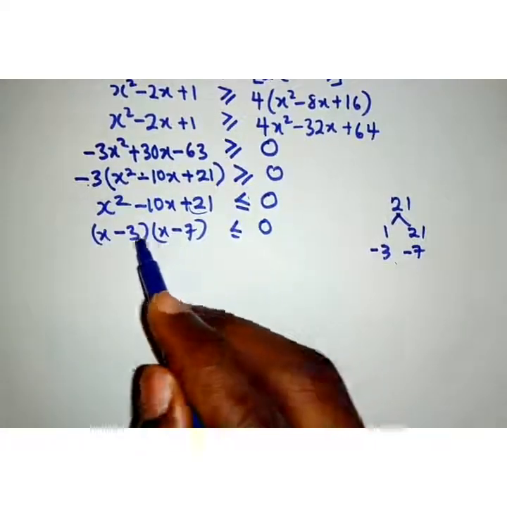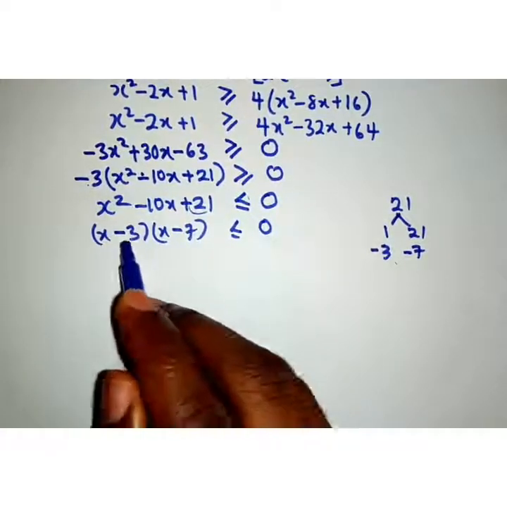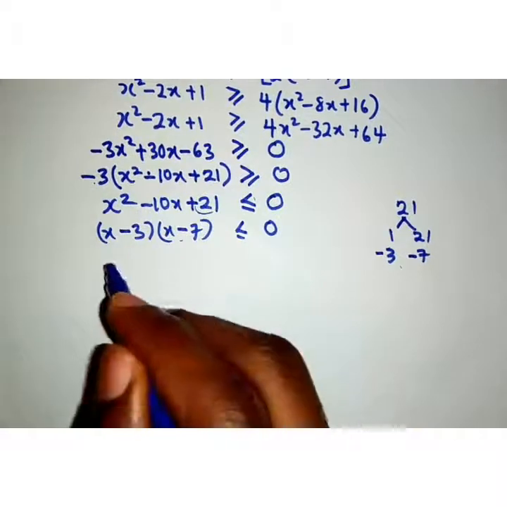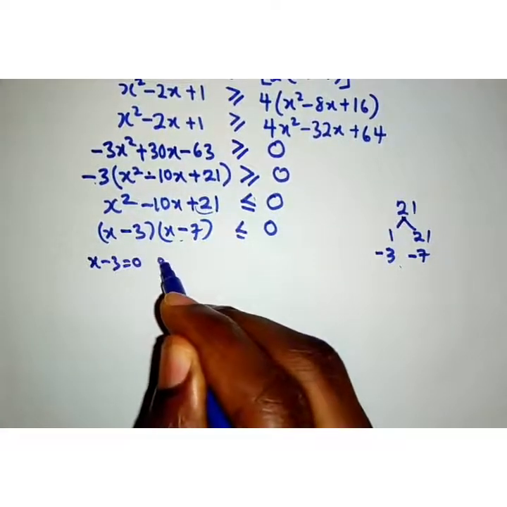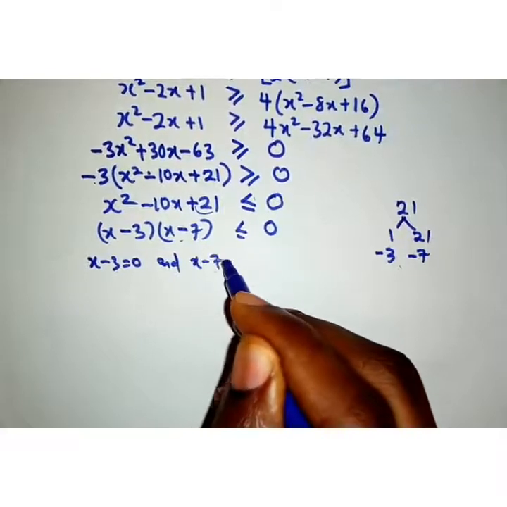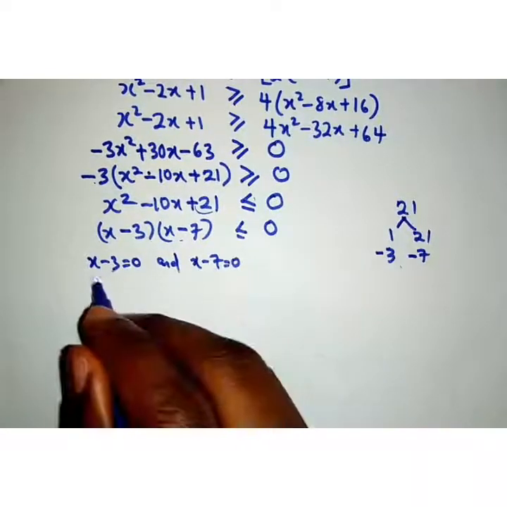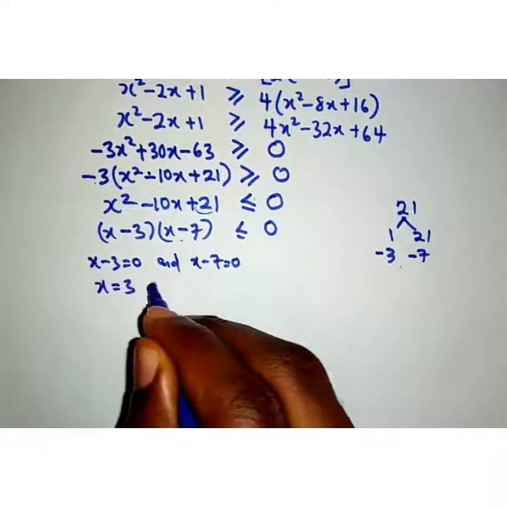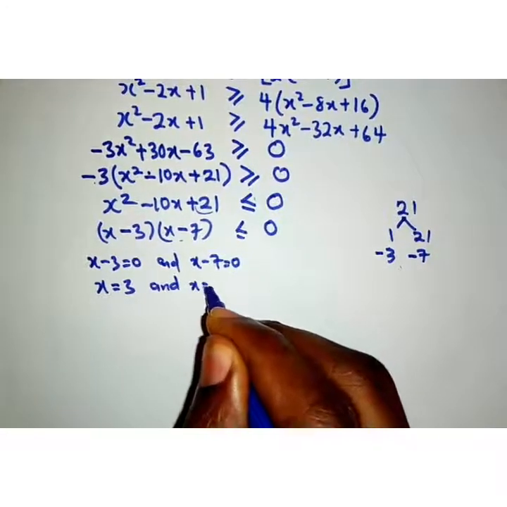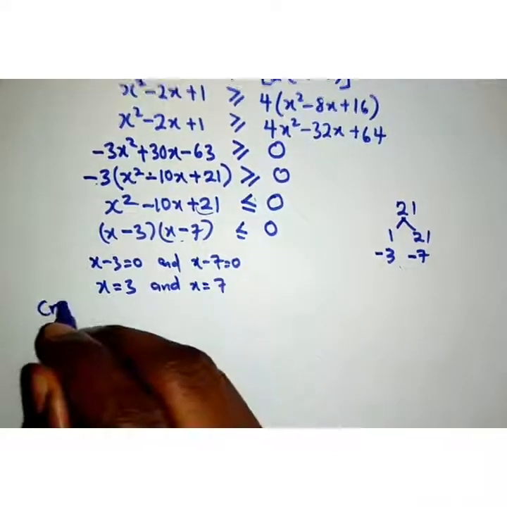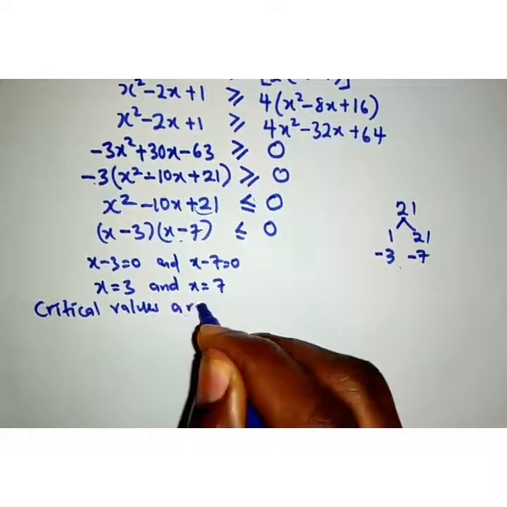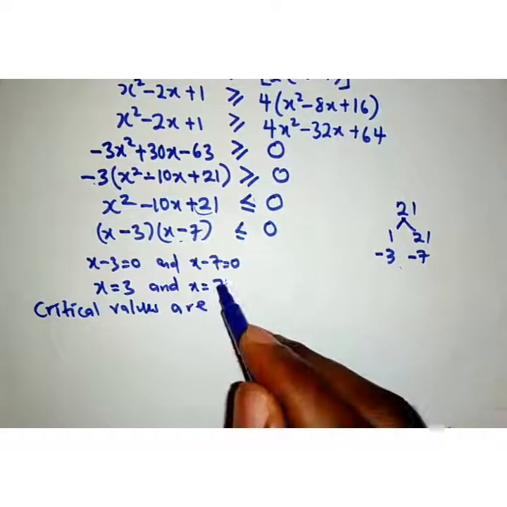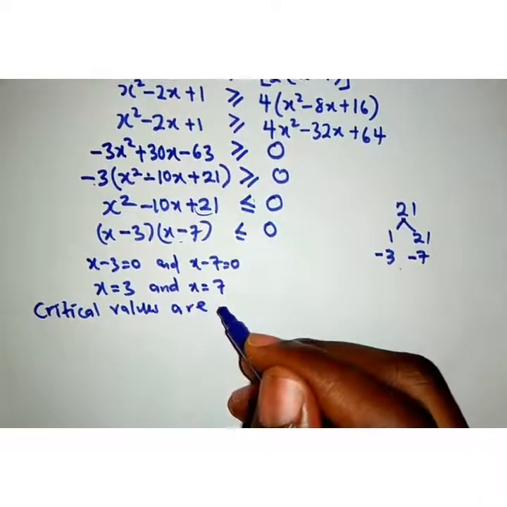We now find the critical values, that is where each of these factors equals 0. So we equate them to 0. x minus 3 equals 0, and x minus 7 equals 0. So x equals 3 and x equals 7. So our critical values are x equals 3 and x equals 7.